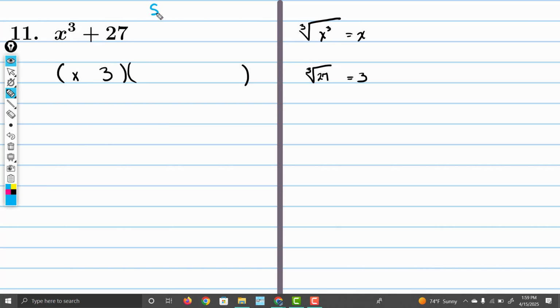I'm going to come in with the SOAP acronym to help me remember my signs. So same, opposite, always positive. Now I'm going to create the second parenthesis. I square the first, so x squared. I find the product, 3x. I square the last, 9. And that's my answer.